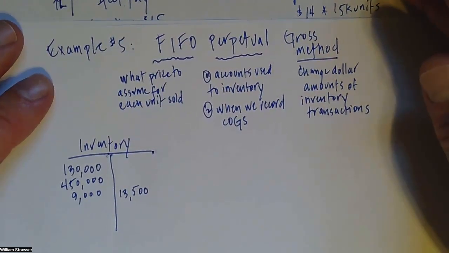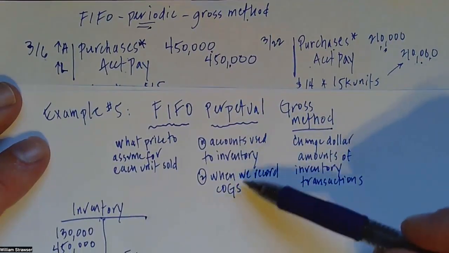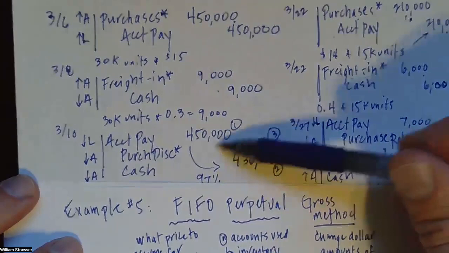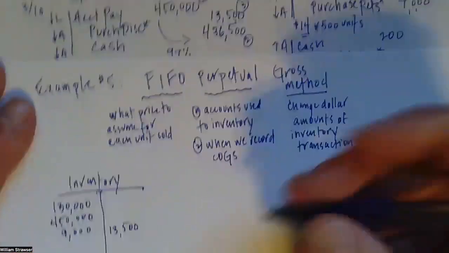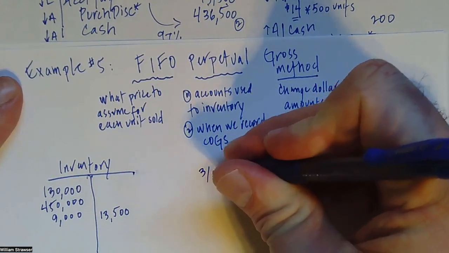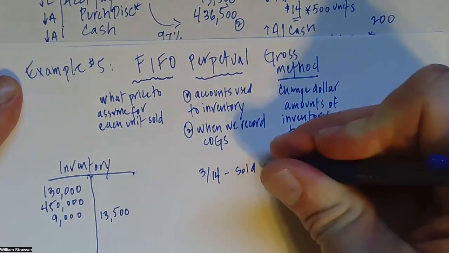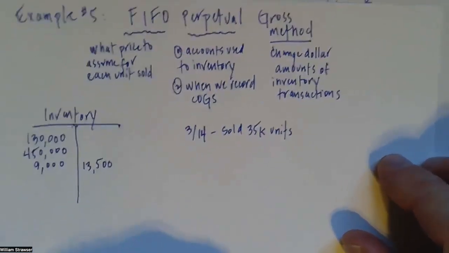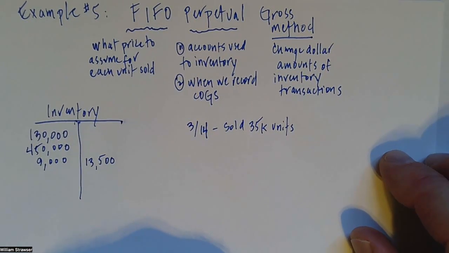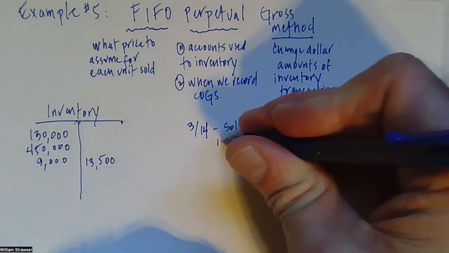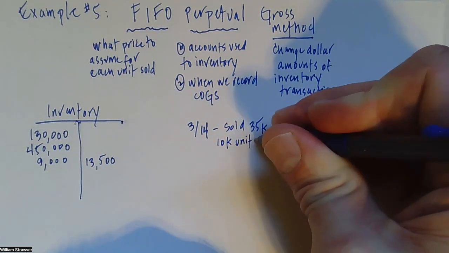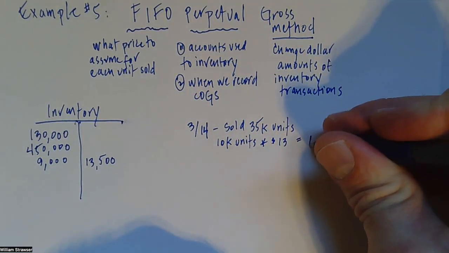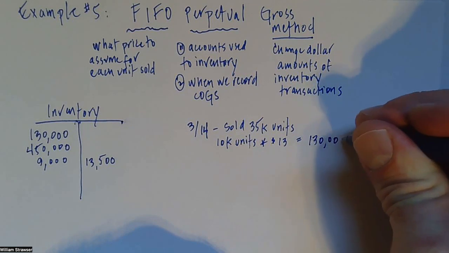Oops, sorry. I almost avoided my number 2. When do we record cost of goods sold? So at this point at 3/10, this was the purchase right before on 3/14, according to the problem, we sold 35,000 units. And we're working under a perpetual FIFO basis. So the first thing I go to is the 10,000 units that I began with, that beginning inventory. They were at $13 a unit. And that gives me, of course, 130,000, as we've seen already in the T account.